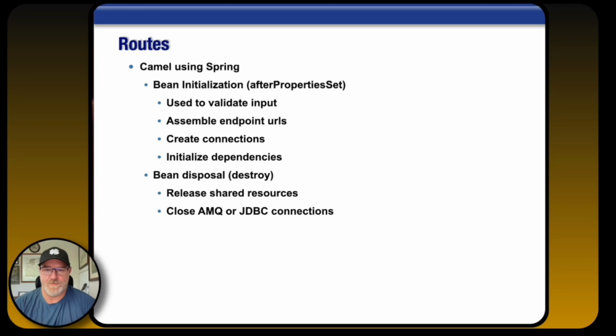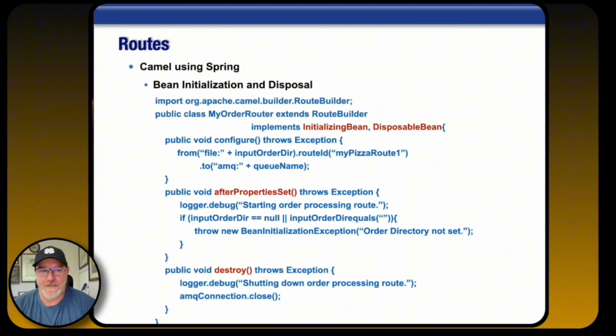Also, with the disposal of it, you want to be able to close out AMQ connections or JDBC connections, ensuring that you can release resources back to the container. So all of this is extremely important when you're either starting up and creating Camel routes, or if you're shutting down and disposing of them. Let's take a look at how we might do something like this.